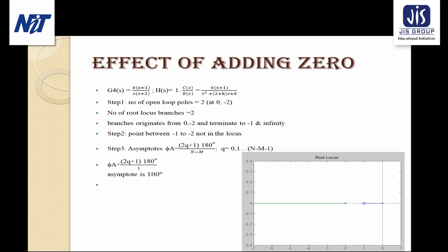So when we are adding a zero, let's check what will happen. So here at the -1 location, 1 zero is added. The feedback is again 1, and C(s) by R(s) is calculated as k into s plus 1 by s square plus 2 plus k into s plus k.